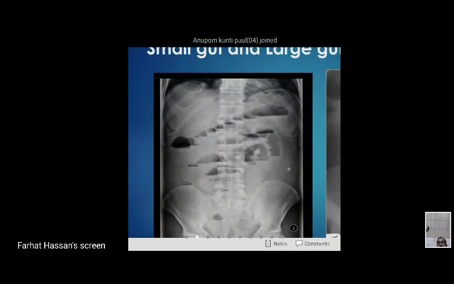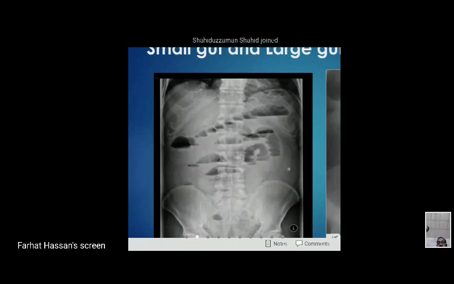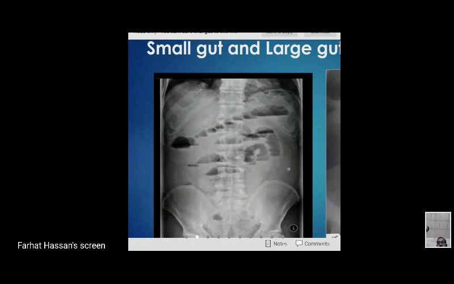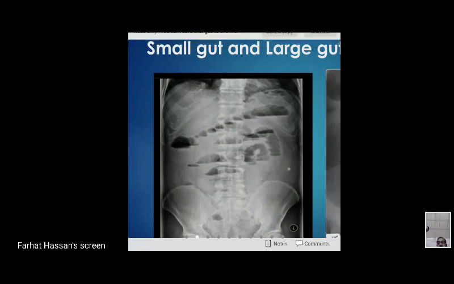Plain X-ray abdomen, erect posture, AP view, including both the diaphragm, showing multiple free gas fluid levels placed centrally in a step ladder fashion. So, what is the diagnosis? Sir, acute small intestine obstruction, sir. Small intestinal obstruction. Usually, it is the proximal small intestinal obstruction. What are the points in favor of small intestinal obstruction?